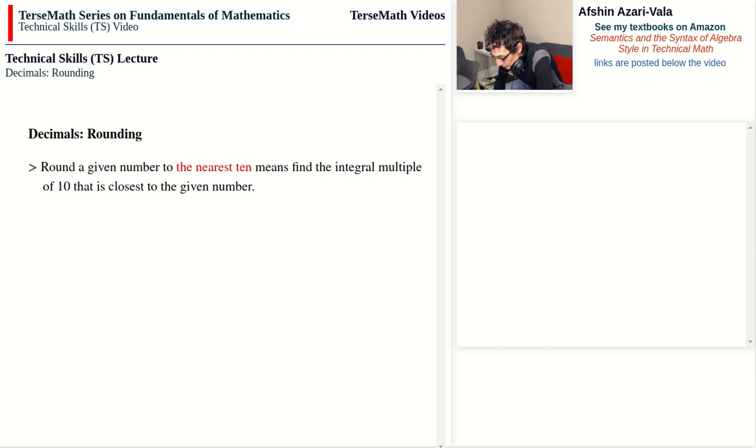Now let's first make sure that we understand what people say when they say something like round a given number to a given place value. So I'll go through this by giving you examples. Suppose someone says round a given number to the nearest 10. What this means is that we need to find the integral multiple of 10 that is closest to the given number.